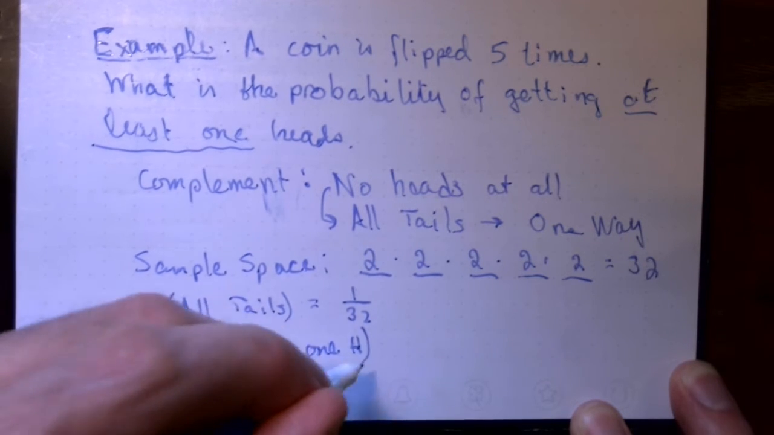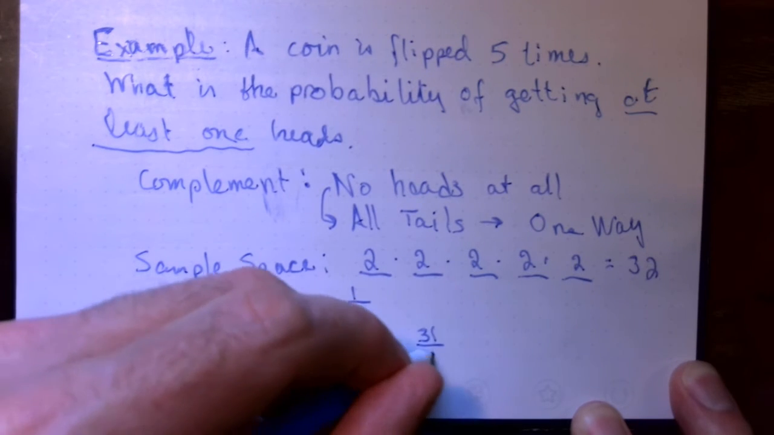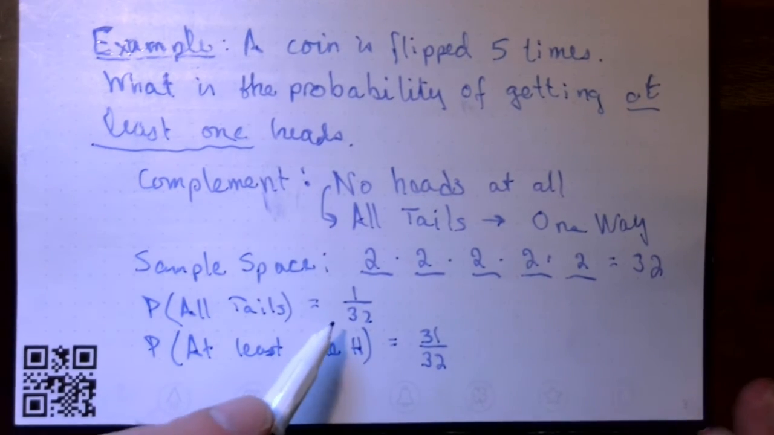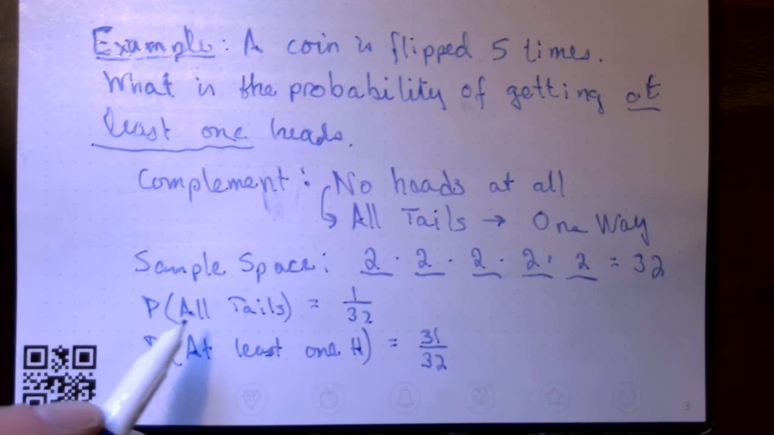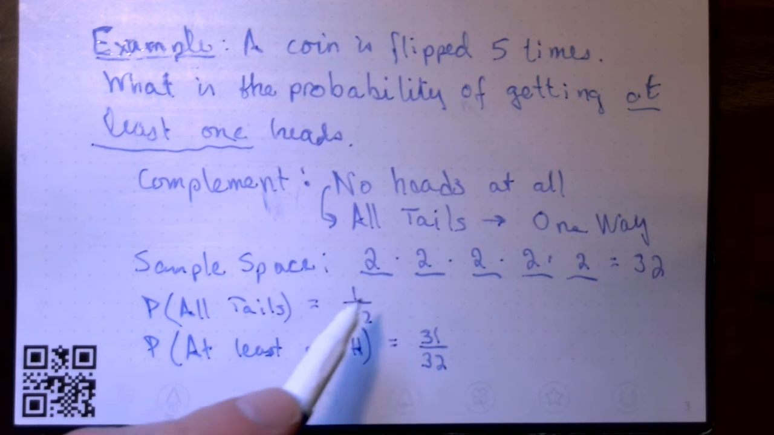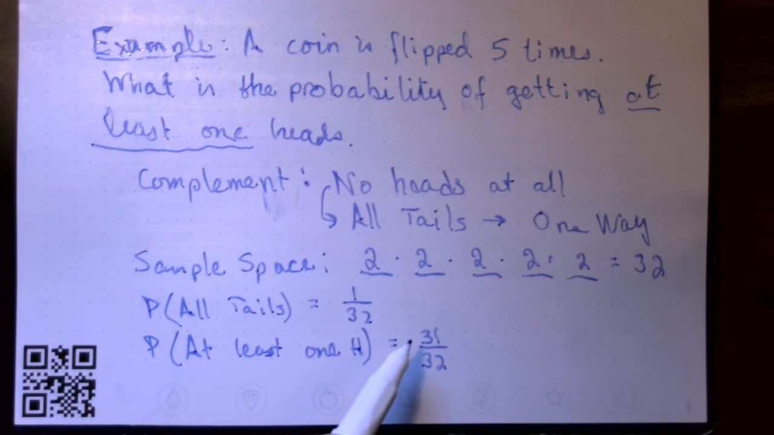The probability of at least 1 heads would be 31 out of 32. Okay, so there's 32 possibilities in all. Our reasoning says that one of the 32 does not meet our criteria. Therefore, the other 31 do meet our criteria. So the probability of getting at least 1 head is 31 out of 32. So great use of the complement rule right there.